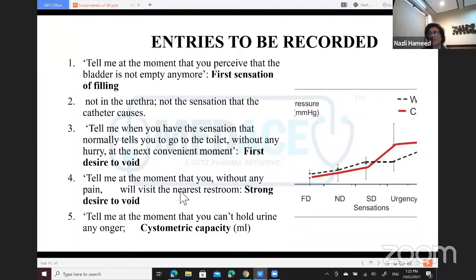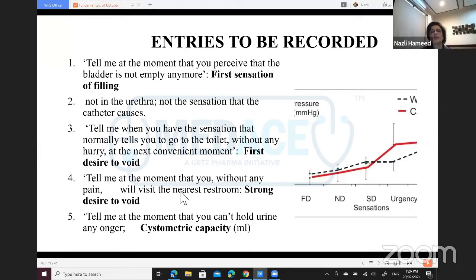The questions we ask the patient during these tests are, number one, tell me the time when you perceive that your bladder is not empty anymore. So that is the first sensation. That has to be differentiated from the sensation when we just pass in the catheter. It should not be the sensation of the catheter present in the urethra. So we tell her that she has to tell us when she starts feeling that there is some urine in the bladder, but she can hold it and doesn't want to go to the washroom straight away.